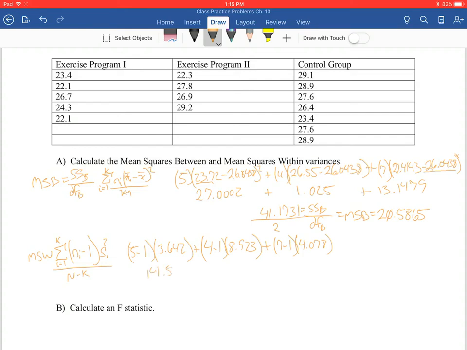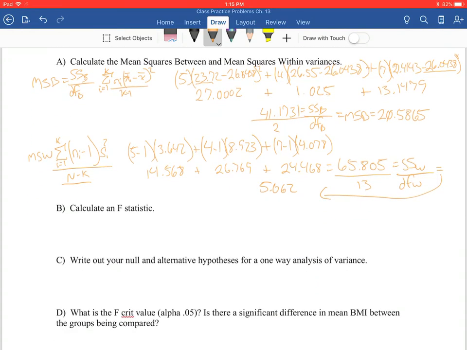So when you do this, subtract out and multiply, you'll get these values, 26.762 for group 2 plus 24.468, and that's going to equal 65.805. Remember, that is your sum of squares within. And now we're looking for our degrees of freedom within. Degrees of freedom within is n minus k. So we're going to have 13. I don't have enough room to equal over here, so I'm just going to move it over here. When you do that, you're going to get a value of 5.062.